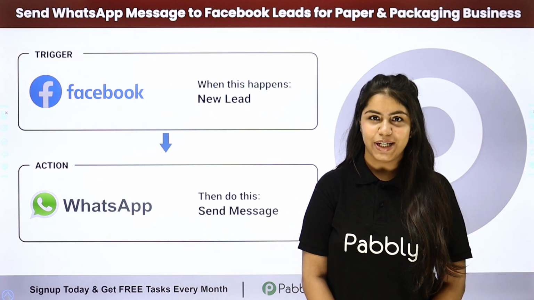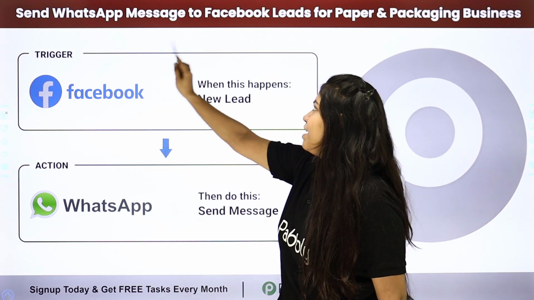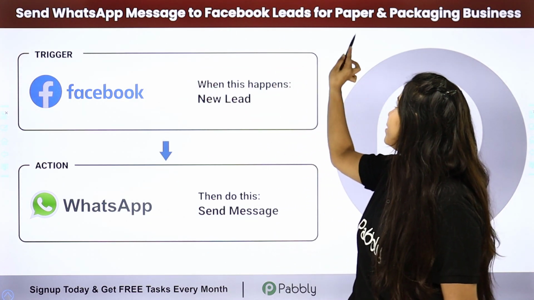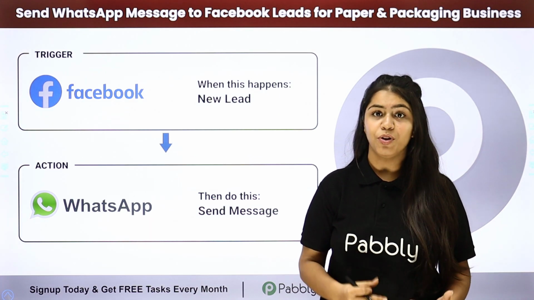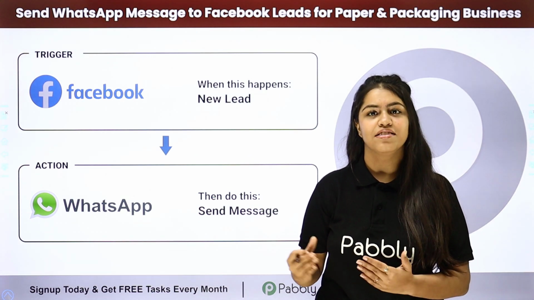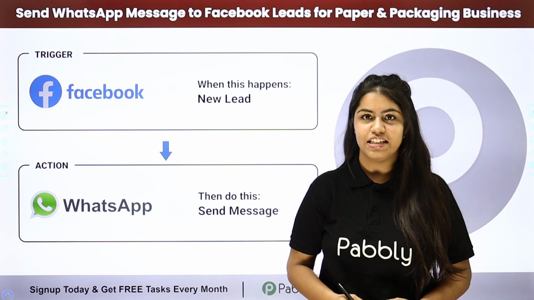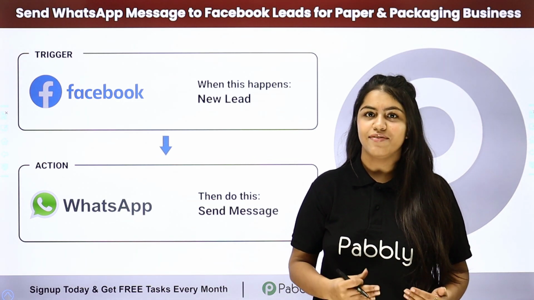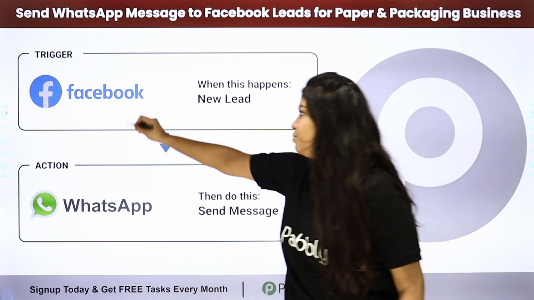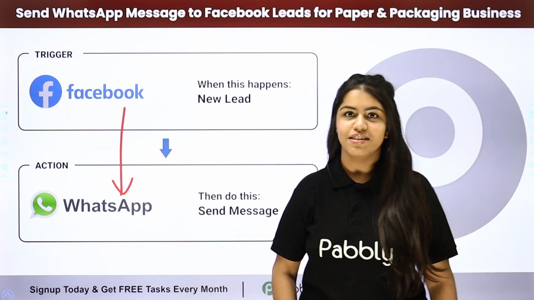The topic of our today's video is how to send WhatsApp messages to Facebook leads for paper and packaging business. So I'm running a paper and packaging business, and to promote my business I'm running certain lead ads, and I want that whenever I receive a new lead, an automated WhatsApp message should be forwarded to them. For this we have to create an integration between Facebook and WhatsApp. But how is this possible?